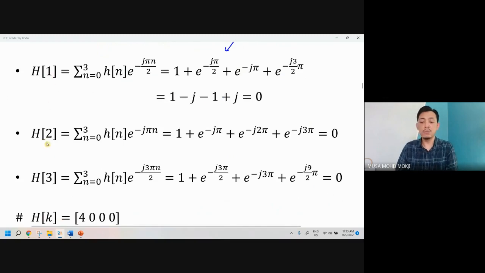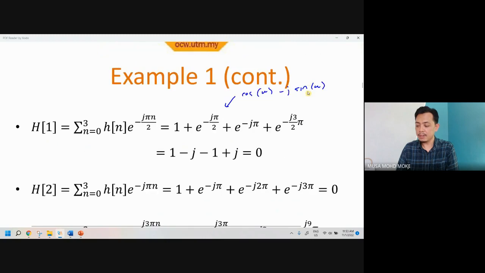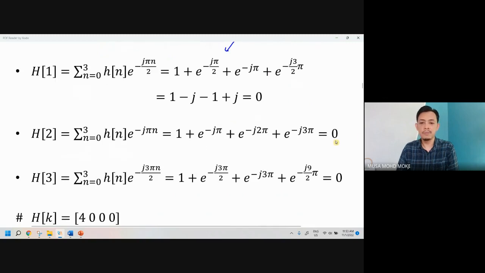This is H2. When you plug in the value for k equals 2, this is what you have: 1 plus e minus j pi plus e minus j 2 pi plus e minus j 3 pi. This is even simpler because everything is pi. So the sine pi part will always be 0. Solve that, you get 0. And H3, you will also get 0.